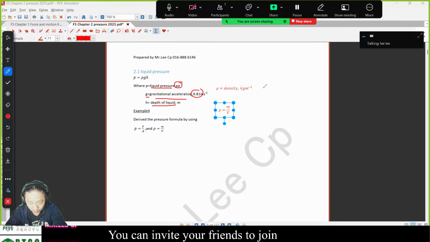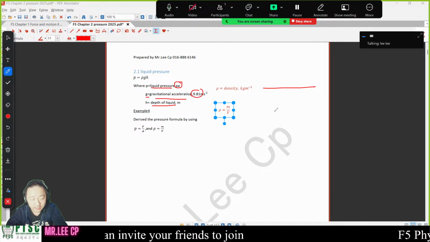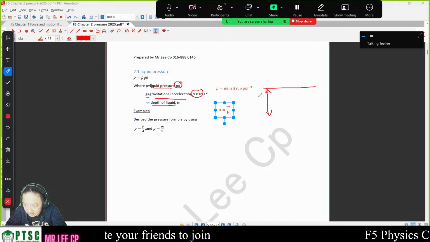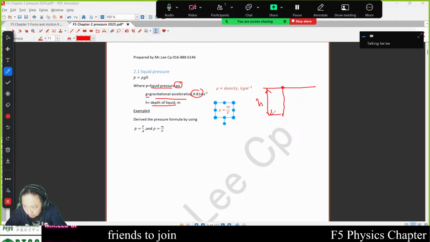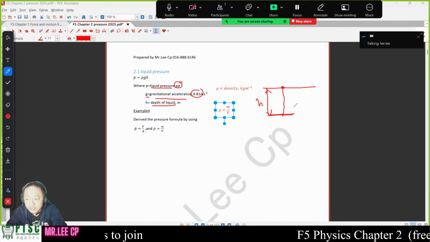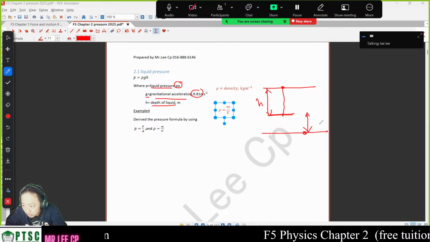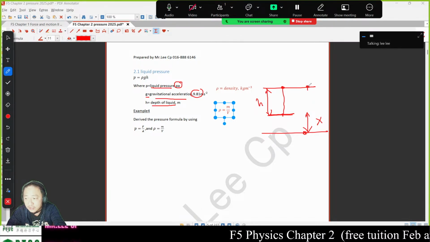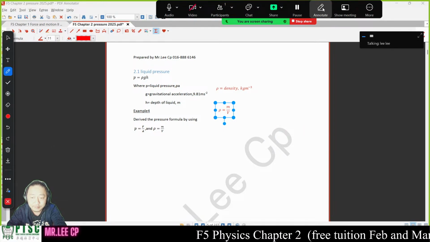What is depth? A lot of students are not sure what depth is. The depth is how deep it is from the surface of the water to where you want to measure. This is called depth. Not from the bottom to the top, this is not called depth. It is from the surface to how deep it is. This is the depth of water.